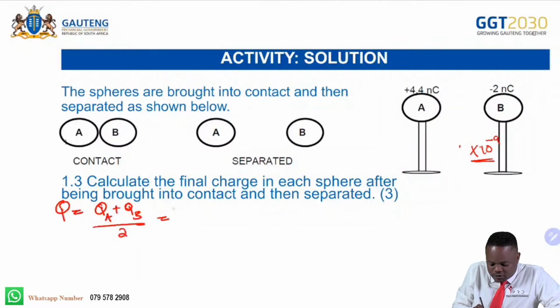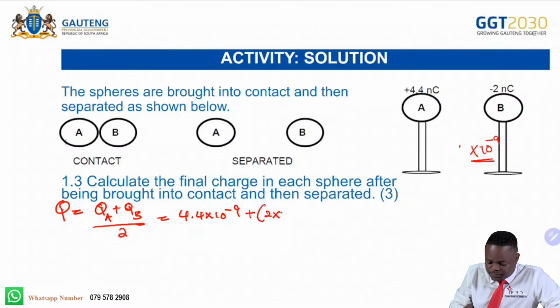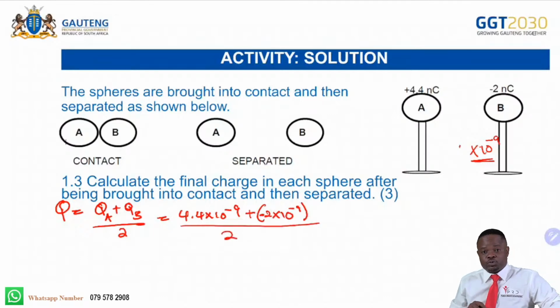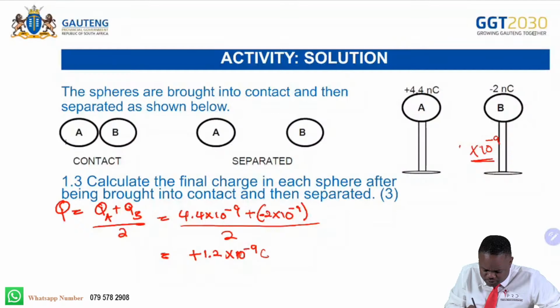And then you take the values as they are. Your A is 4,4 times 10 to the power negative 9. And then you are adding it to the negative 2 times 10 to the power negative 9. And we are dividing that by 2. Right? And then you put that into your calculator and you're going to get a positive 1,2 times 10 to the power negative 9 coulombs.